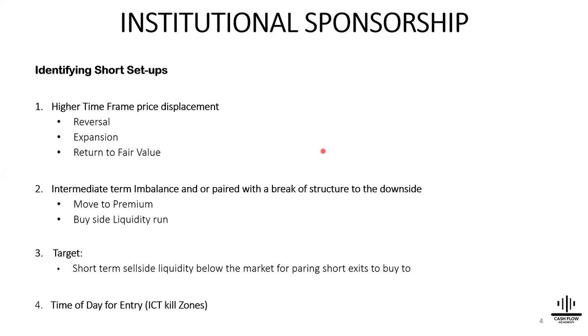Now, you can see it unpaired. There must not be a break of structure, but what you want to see is the creation of an imbalance. Once that imbalance is created, you want to wait for a move of price to the premium or take out buy-side liquidity above the market. And then the third, you want to identify your target, which will be seen in the short-term lows, where you will find sell-side liquidity, which is below the market, for you to pair your short exit to buy to. You are coming out from a short trade or a sell trade, you'll be buying to come out.